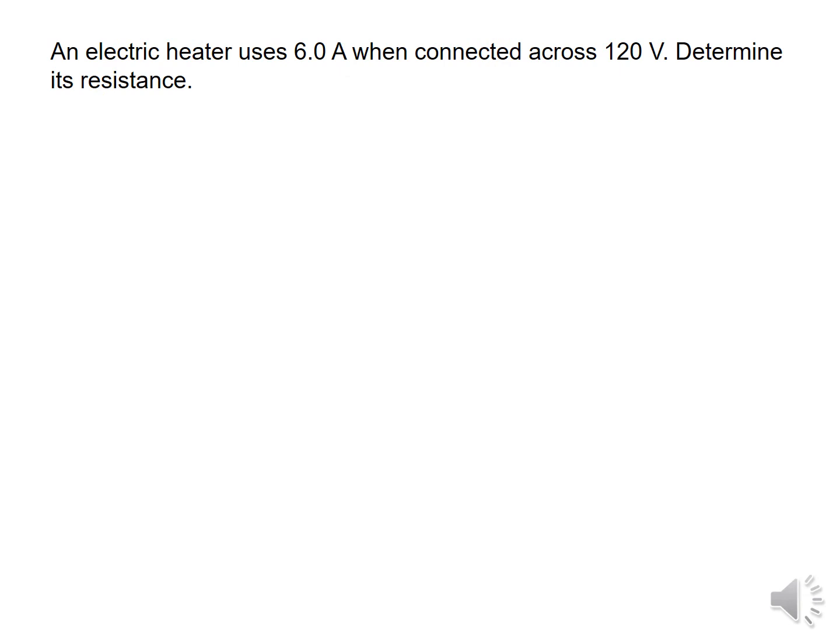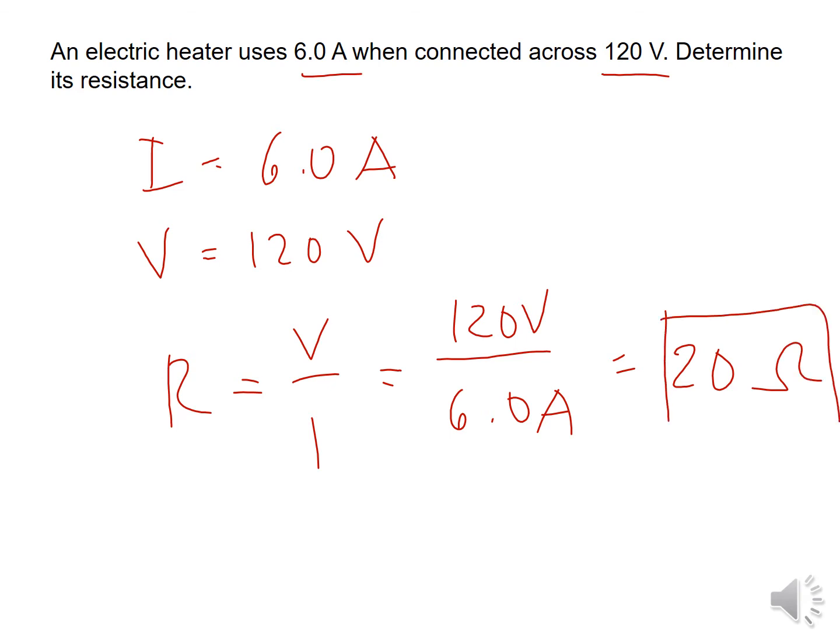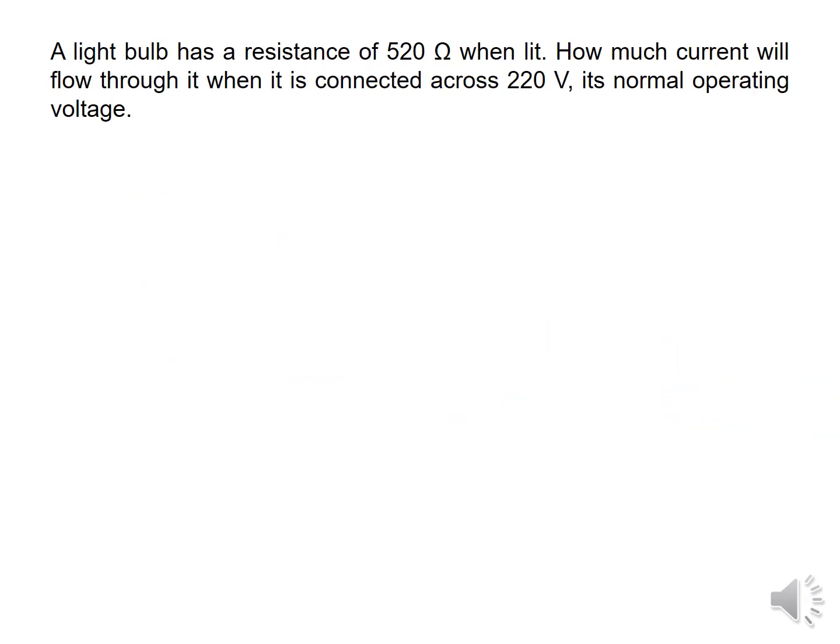An electric heater uses 6 ampere. 6 ampere is current. And then we have 120 volts. Again, we have the given voltage. And we are asked again to get the resistance. Again, this is the formula. So we have 120 volts divided by 6 ampere. So this is equal to 20 ohms. So the resistance here is equal to 20 ohms.